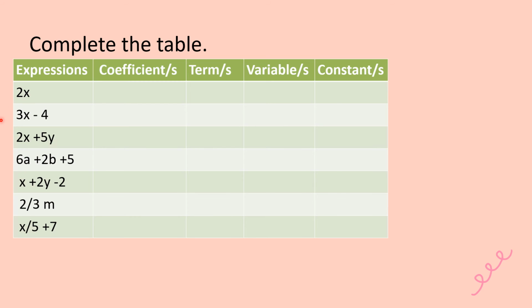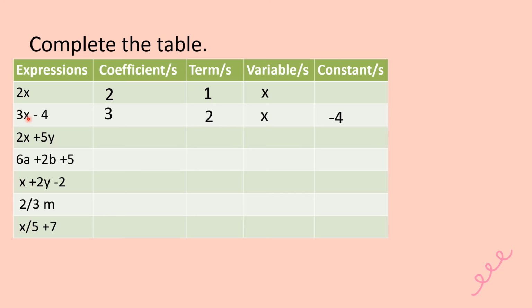Okay, number one, we have here 2x. The coefficient is 2. And the term is only one term. The variable is x. There is no constant there. Next, we have 3x minus 4. The coefficient is 3. And two terms here, 1 and then 2. And the variable is x, and the constant is negative 4.